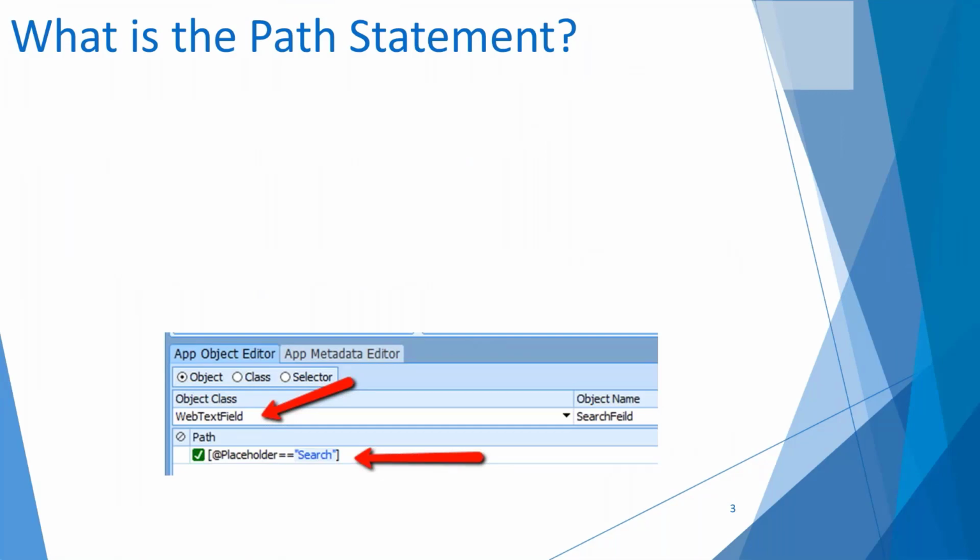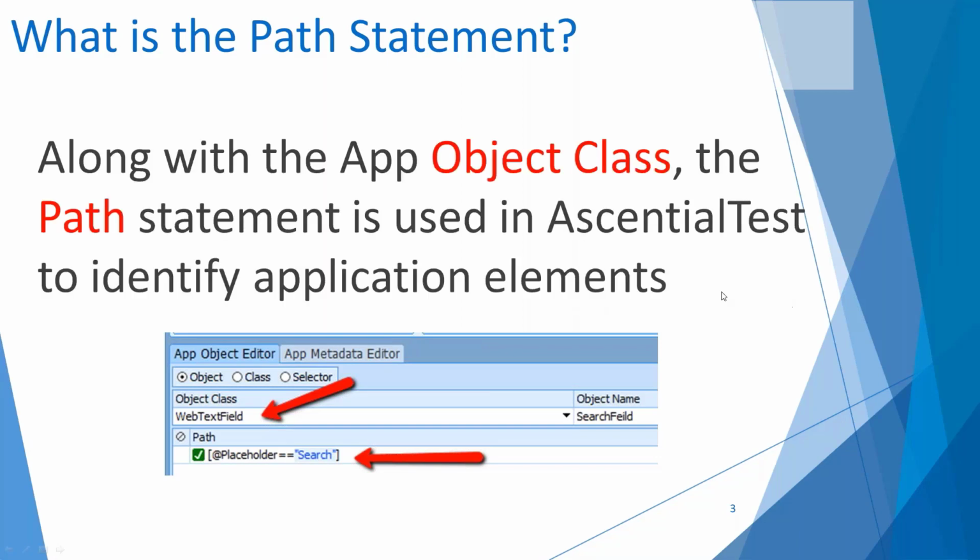So the first thing I want to talk about is, what is the path statement? Well, along with the object class, the path statement is used in AscentialTest to identify application elements. So if we look at our little example here, you can see that the object class of this element is a web text field. And here is an example of a path. And of course, this path is using an attribute. That's why we see the little @ sign here.